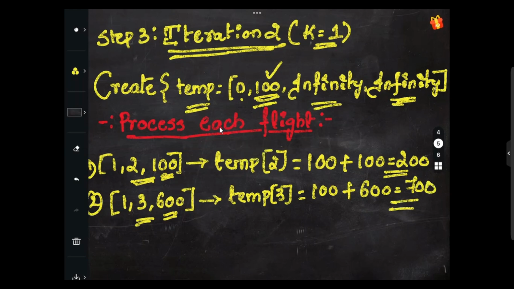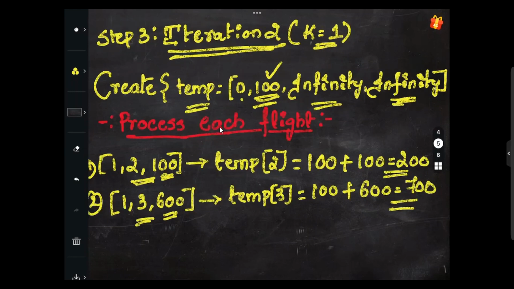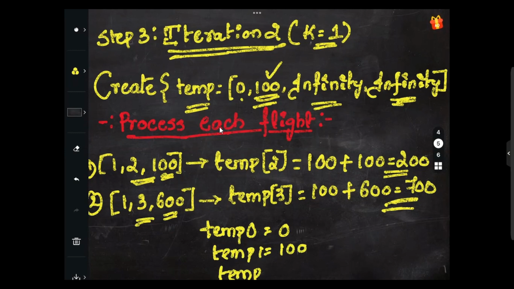Now temp 2 and temp 3. Temp 0 is 0. Temp 1 in the previous step we had 100. Temp 2 is 200, and temp 3 is 700. So we can write it this way: temp 0 is 0, temp 1 is 100, temp 2 is 200, and temp 3 here is 700.